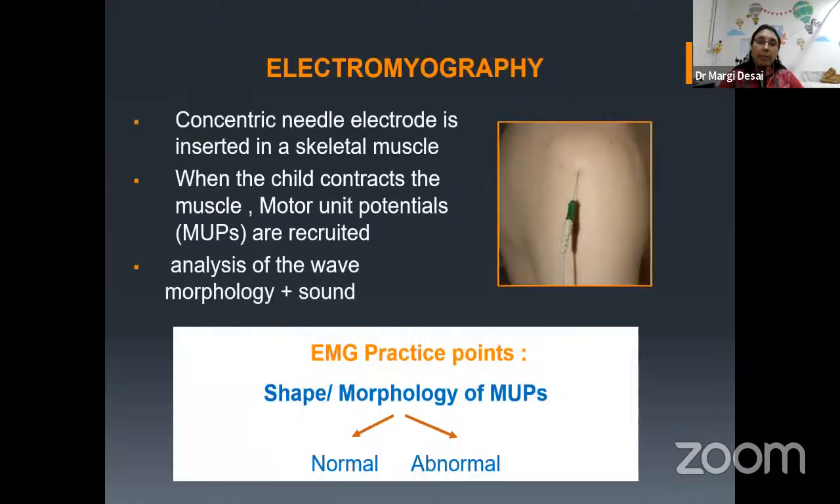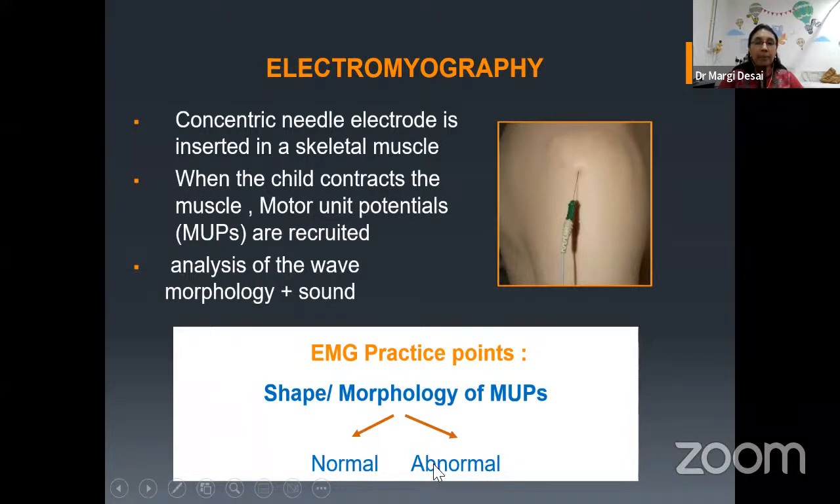Now, what about EMG? In EMG, we usually sedate the child and a concentric needle is inserted in the skeletal muscle. It goes inside only about a centimeter deep. When the child contracts the muscle, motor unit potentials are recruited and we see them on the screen of the EMG machine. We analyze their morphology and we also listen to the sound. Looking at all that, we decide whether the motor unit potentials are normal or abnormal.